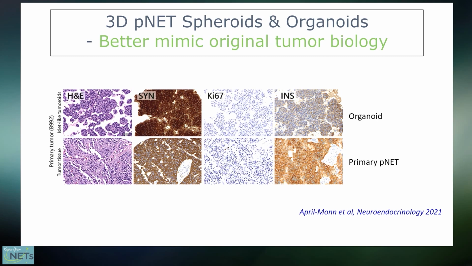So now let's consider three-dimensional cultures, models that we derive from patient tumors that are called spheroids and organoids. These are really useful because they preserve the original tumor biology, as they contain many different cell types that make up the patient tumor. A key first step is to verify that the organoid actually mimics and has the same features as the primary patient tumor. And here you can see that there are very similar staining patterns for synaptophysin, the Ki67 proliferation marker, and insulin between both the organoid and the primary tumor.